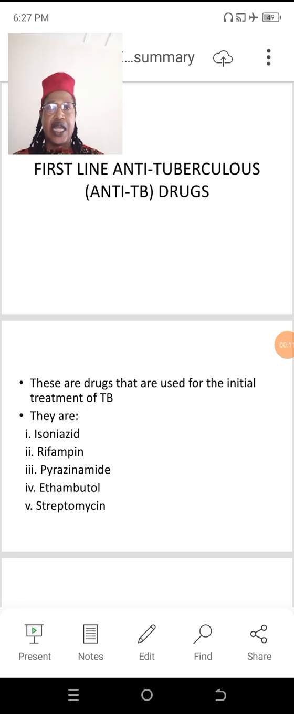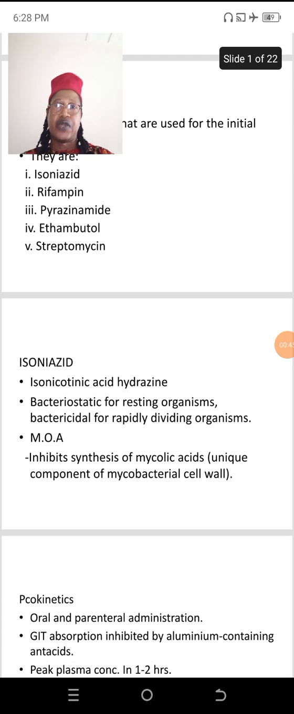What are first line antituberculous drugs? These are drugs that are used for the initial treatment of tuberculosis. There are five drugs in this category: isoniazid, rifampin, pyrazinamide, ethambutol, and streptomycin. These drugs combine efficacy with low toxicity, and the majority of patients who have tuberculosis are successfully treated with a combination of these drugs.